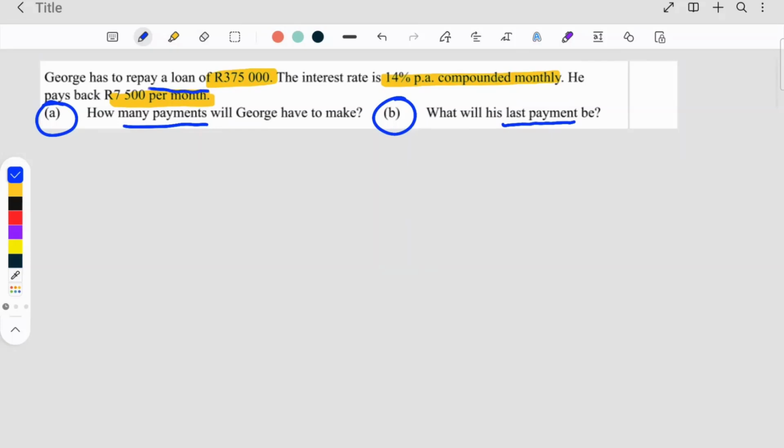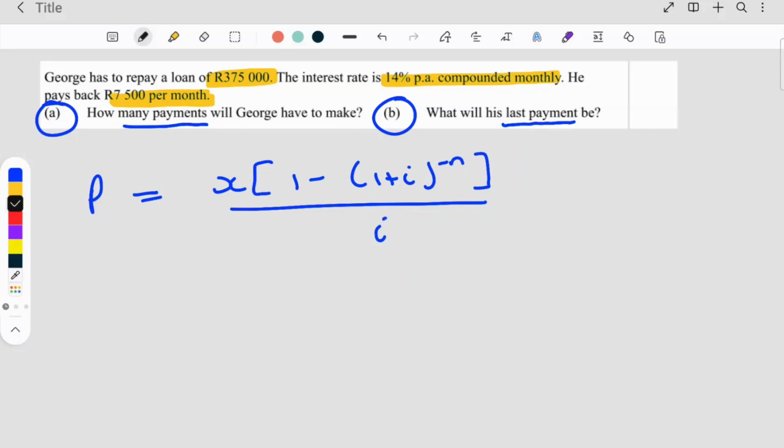So he is making regular payments. So our options are it's either P or F. That's the options for our formula. Now it is P because we are working with a loan. So let's write the P formula down. Okay, so there's our P formula.